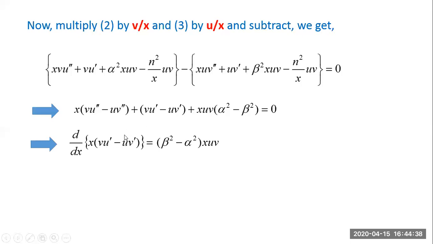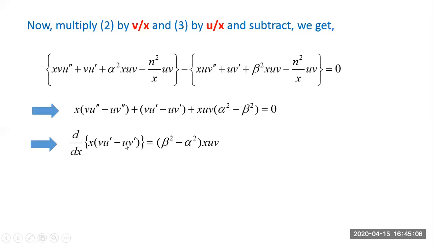Plus keep the second term as it is. The derivative of x is 1. So using the product rule, we get back these two terms. So these two terms can be written as d by dx of x into v u dash minus u v dash. Take this third term to the right hand side, you get minus x u v into alpha square minus beta square, or beta square minus alpha square into x u v.